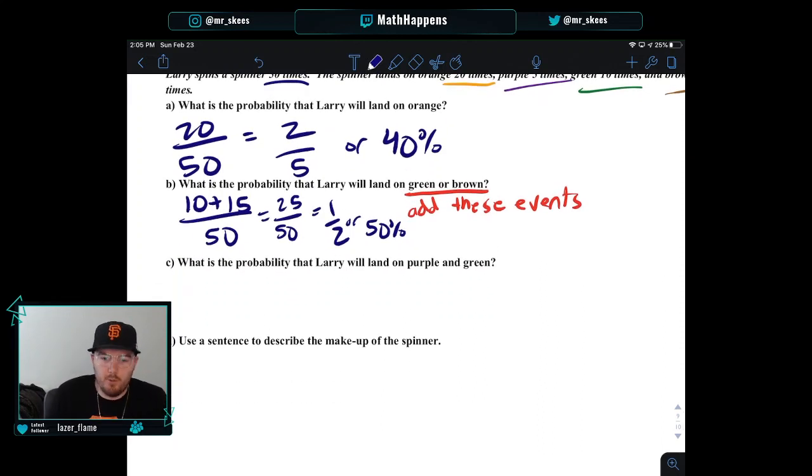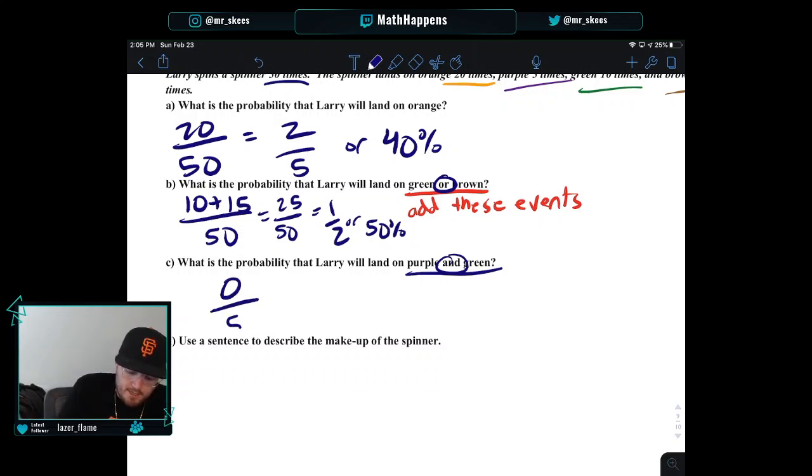What is the probability that he will land on purple and green? Well, before it said or, this time it says and. Your spinner, you don't have a mixture spinner, right? It either lands on purple or it lands on green. It can't land on both. You can't land on something that's both purple and green. So the chances of that happening is there's no chance. So 0 out of 50 or 0%.